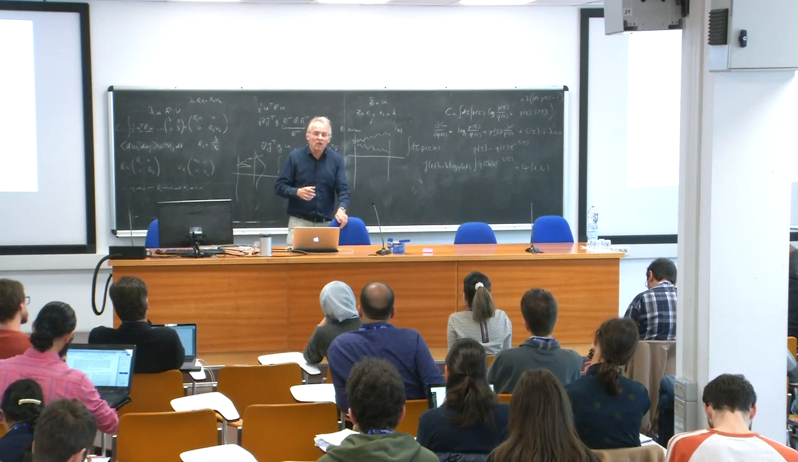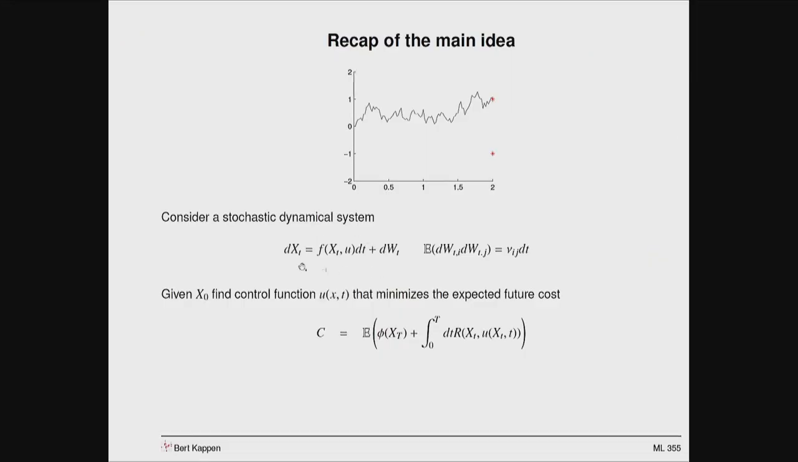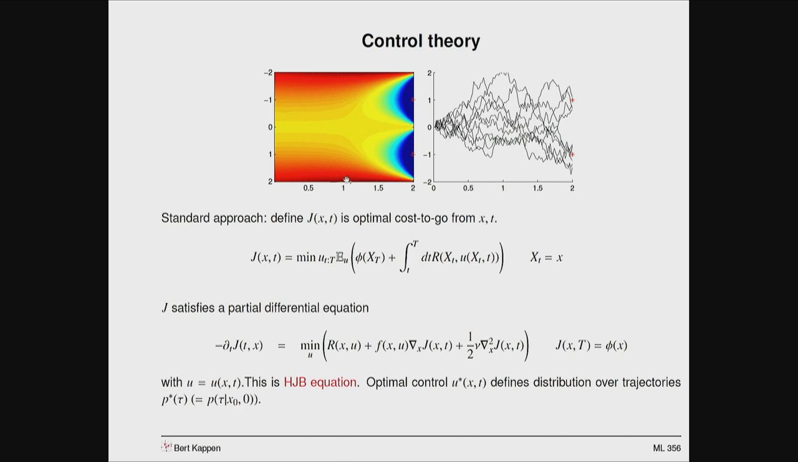Okay, so here's a recap. I have this dynamical system. This is a simplified slide. Suppose I want to go from the origin to either one of these two goals, and this is my dynamical system, and I have this cost that I want to minimize. If I am not in the path integral class, what I typically do is solve the Bellman equation, which is a partial differential equation, and the solution would look something like this. This is time, and this is space, and color means the height of J. J is very low here because here I'm on the target, and very high here because I'm very far away from the target. This is the solution J of this partial differential equation.